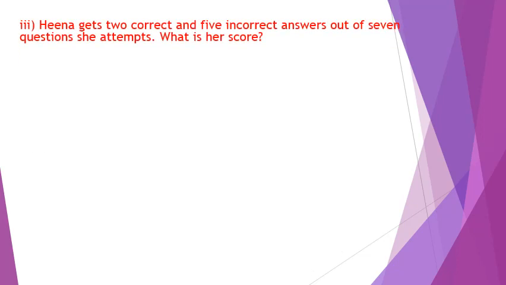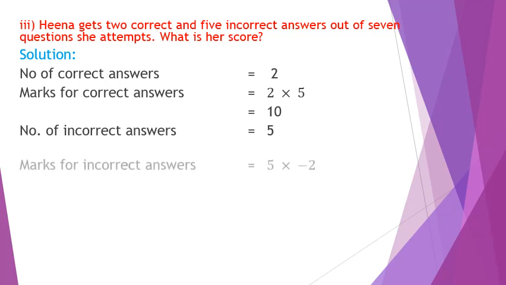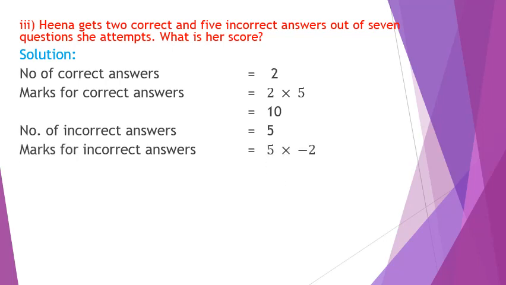Third part of the question, Hina gets 2 correct and 5 incorrect answers out of 7 questions she attempts. What is her score? Here, Hina attempts only 7 questions, 3 are not attempted. So, marks for a not attempted question is 0. So, we can start writing number of correct answers 2. So, marks for correct answers 2 into 5 equal to 10. Number of incorrect answers 5. So, marks for incorrect answers is 5 into minus 2 equal to minus 10.